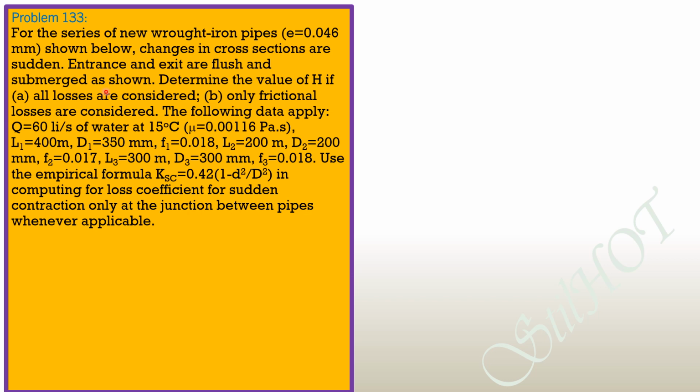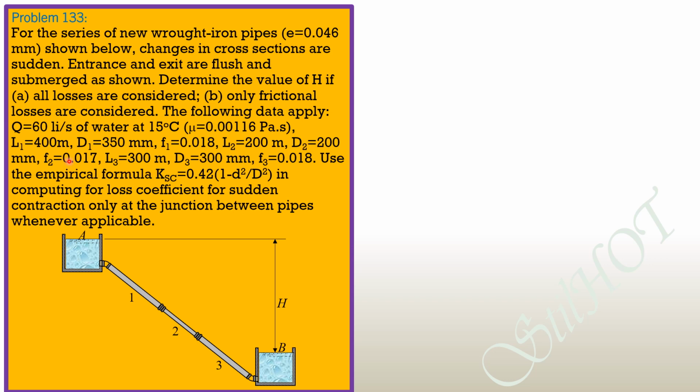The following data apply. The discharge Q is 60 liters per second of water at 15 degrees Celsius, where the viscosity is 0.00116 pascal second. L1 is 400 meters, diameter 350 mm, friction factor f1 0.018. Length of pipe 2 is 200 meters, diameter of pipe 2 is 200 millimeters, friction factor f2 0.017. Length of pipe 3 is 300 meters, diameter of pipe 3 is 300 mm, friction factor f3 0.018. Use the empirical formula. The loss coefficient for sudden contraction is 0.42 times quantity 1 minus small diameter squared over bigger diameter squared. Compute the loss coefficient for sudden contraction only at the junction between pipes whenever applicable.